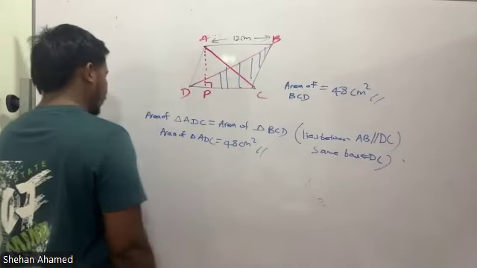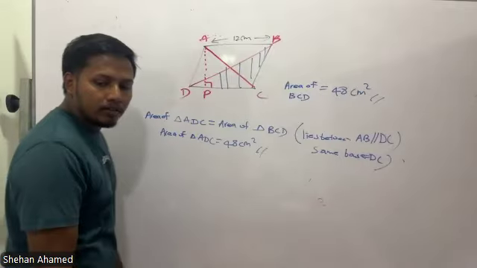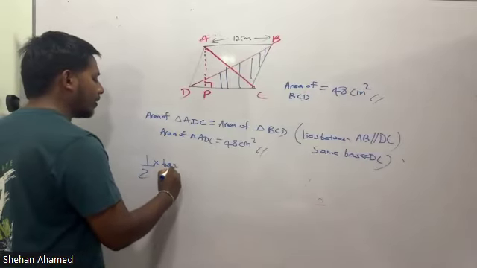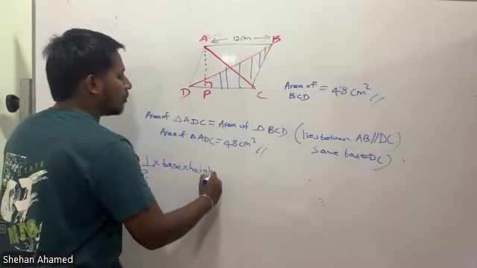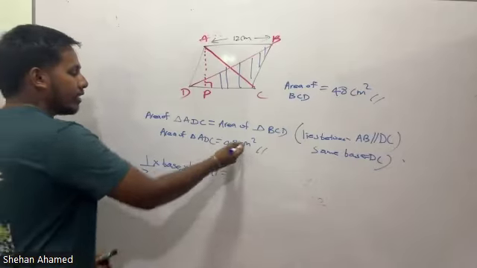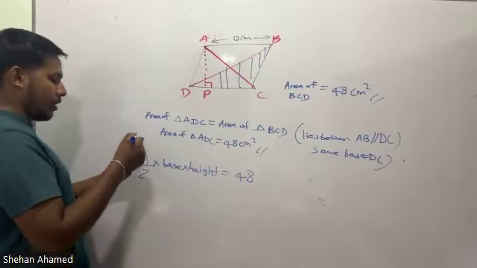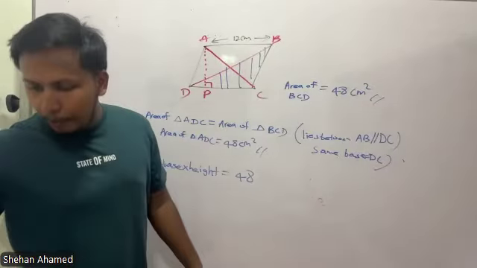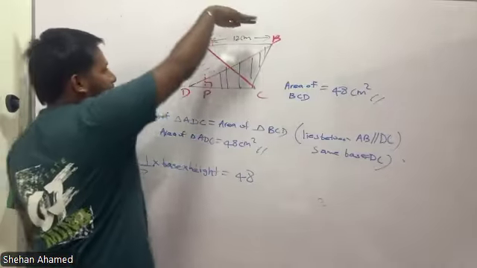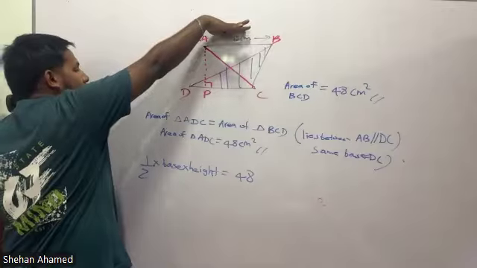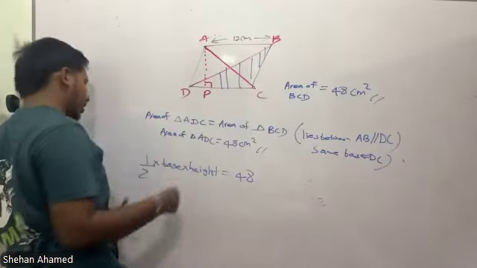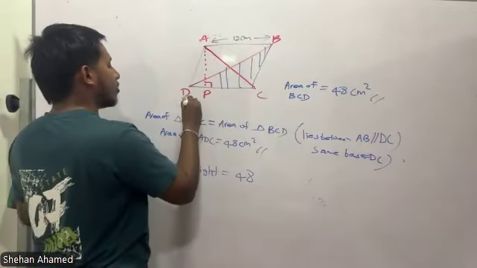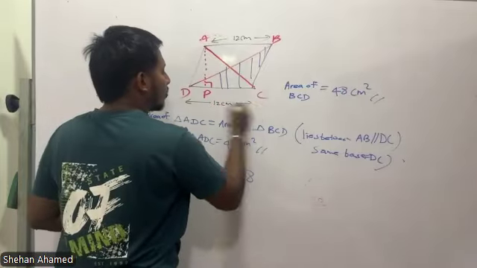Now, I know the equation of the area of a triangle. Half into base into perpendicular height is equal to 48. Now see here, this is a parallelogram. In a parallelogram, opposite sides are equal. This side and this side, opposite sides are equal. So AB is equal to BC. This is also 12 centimeters.